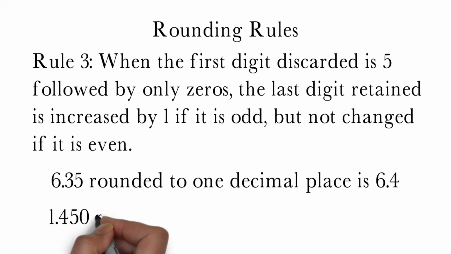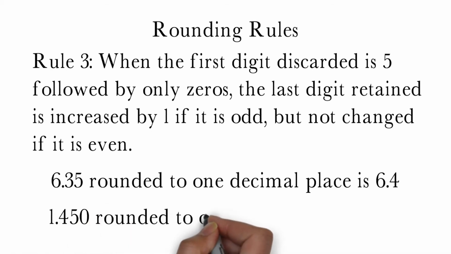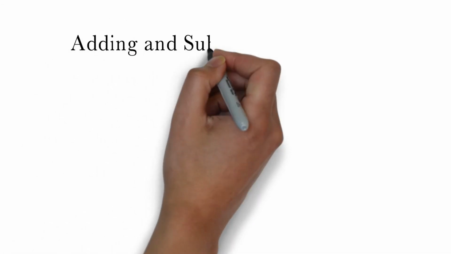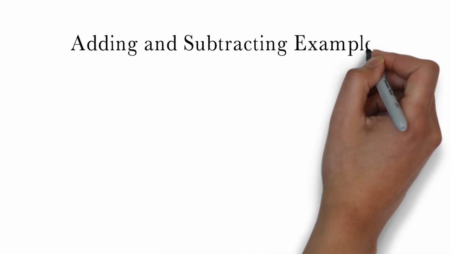As another example, 1.450 rounded to 1 decimal place is 1.4. This is because there's a 0 after the 5, and the last digit retained is a 4, which is even, so according to the rule, we leave it unchanged. Now that we've reviewed rounding, let's do some examples with significant digits.